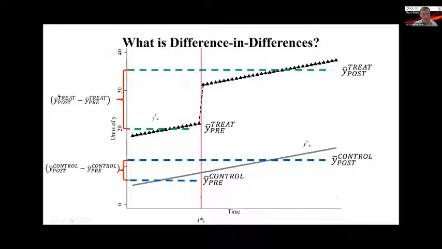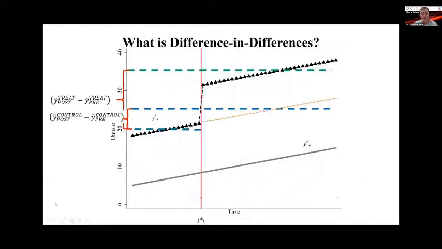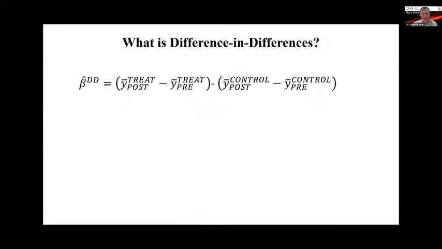So I want to just linger on this for one moment. To write these means, you could say the Y bar treat post is the average of the outcome in the treatment group, the black triangles, in the post period, to the right of the red line, minus the average outcome in the treatment group in the pre-period, to the left of the red line. So that's these two green dashed lines. And then here's the same thing for controls. We'll skip that for a second. So that's another way to write what a simple difference in differences estimate is.